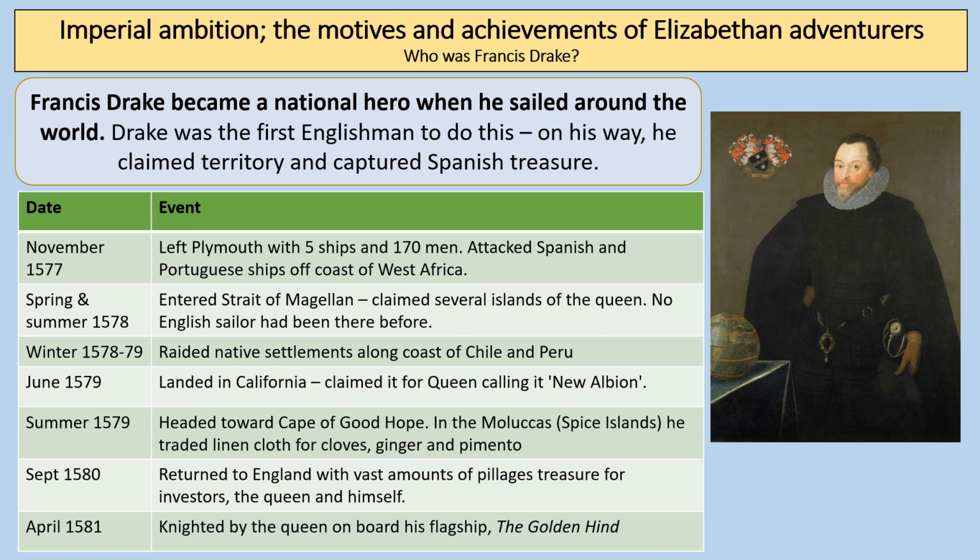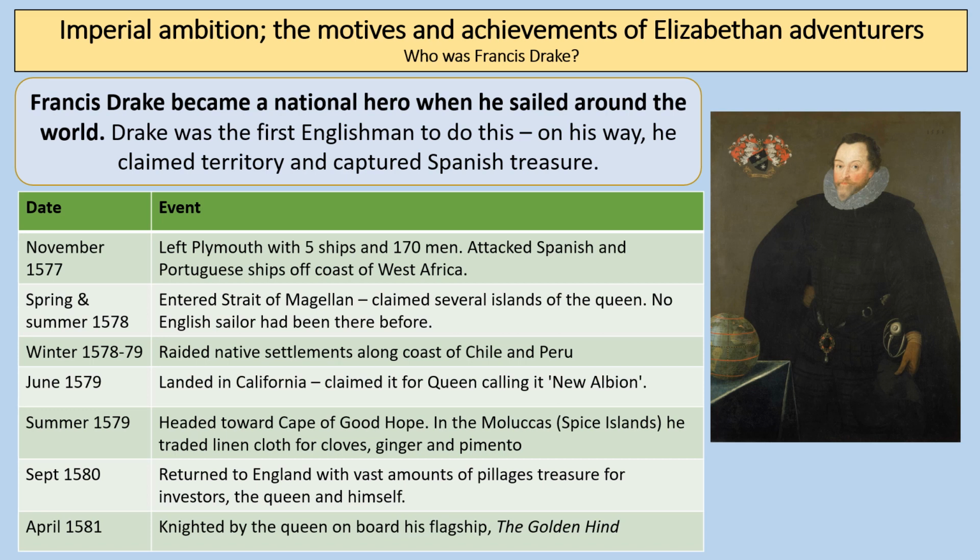He entered the Straits of Magellan, claimed several islands for the Queen. No English sailor had been there before. He raided native settlements along the coast of Chile and Peru in 1578 to 79, and in June 1579 he landed in California and claimed it for the Queen, calling it New Albion. In the summer of 1579 he headed towards the Cape of Good Hope.